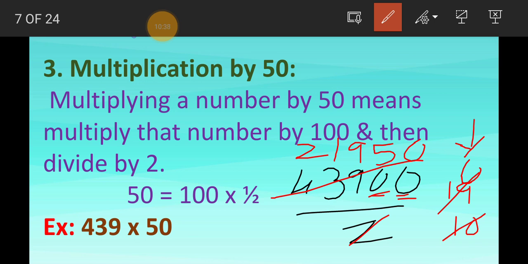As you revise the rules, or solve the sums based on these rules, it is going to be very interesting for you and you will love it.